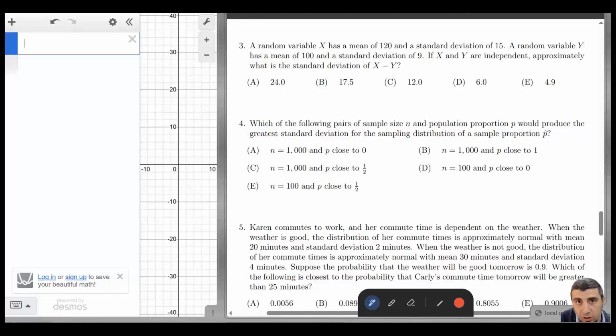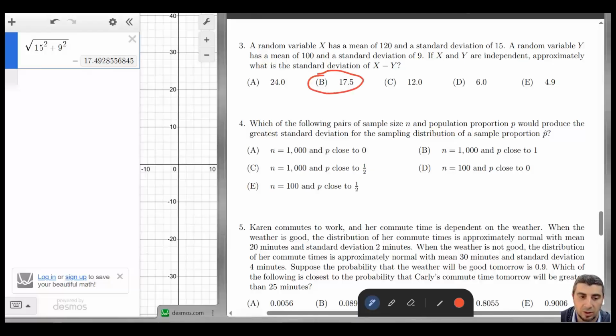But when you add or subtract standard deviations in this context, you have to take the square root of the sums of their variances. In other words, you take the square root of the standard deviation of the first one, so 15 squared, plus the other one, which is 9 squared, and you get 17.49 and so on. Closest one there is 17.5.